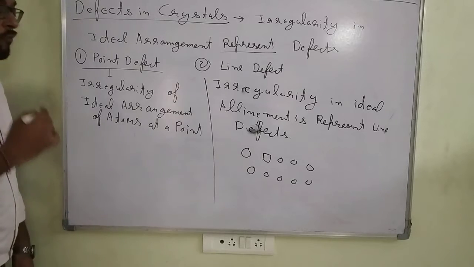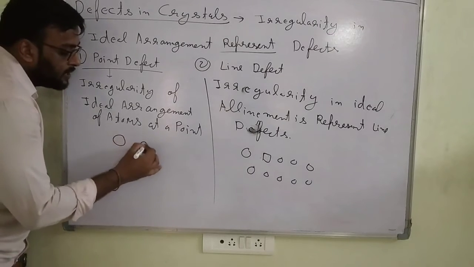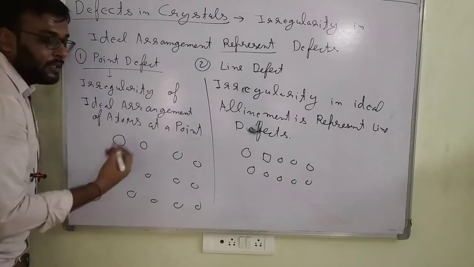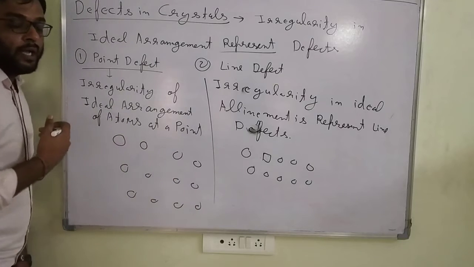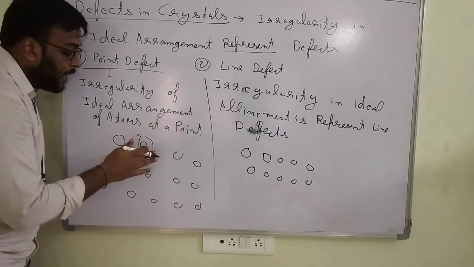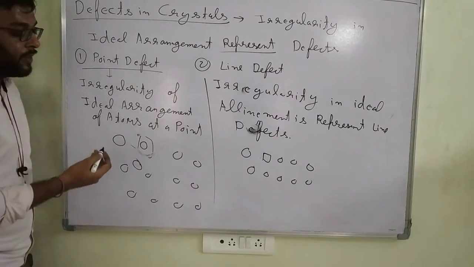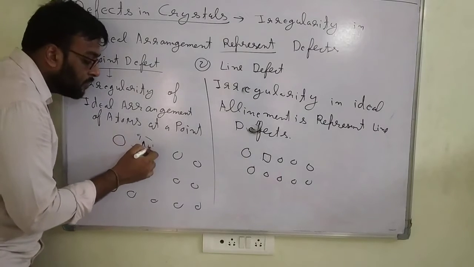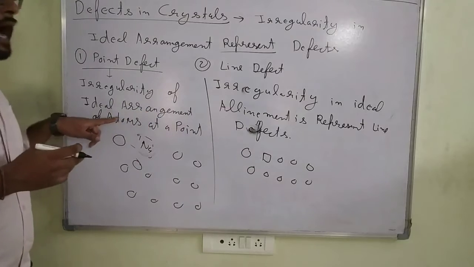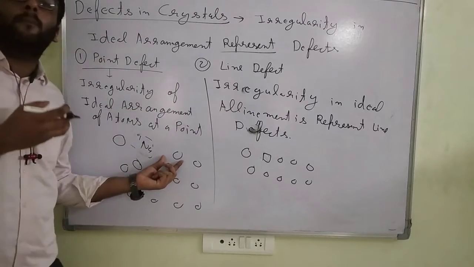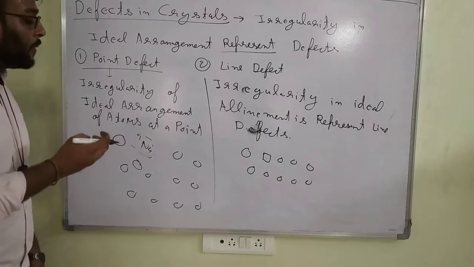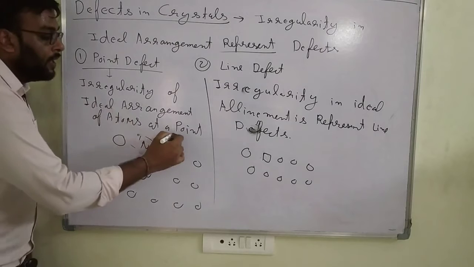of atoms at a point. Look over here. Suppose the structure is like this. Each and every point has atoms, molecules, or ions attached. If one atom is missing over here, it is also a point defect. If another atom is coming from here, it is also a point defect. If an atom is not here and another one is over here, it is also a point defect. Any kind of irregularity in the ideal arrangement at a particular point represents a point defect.